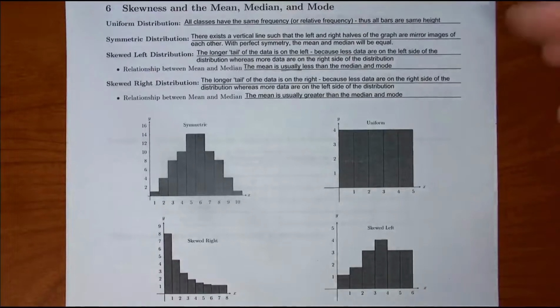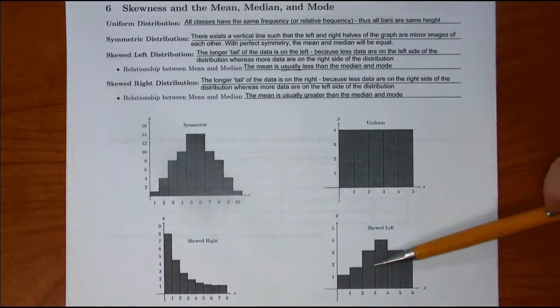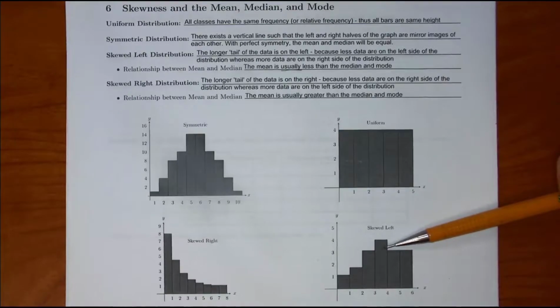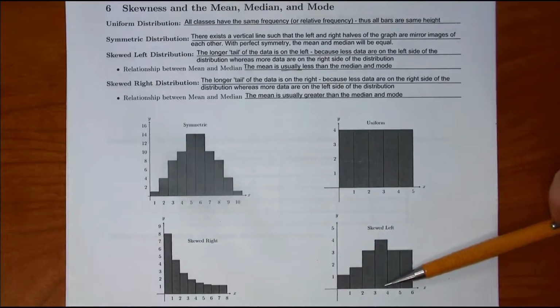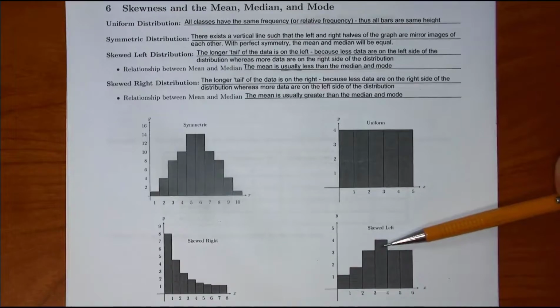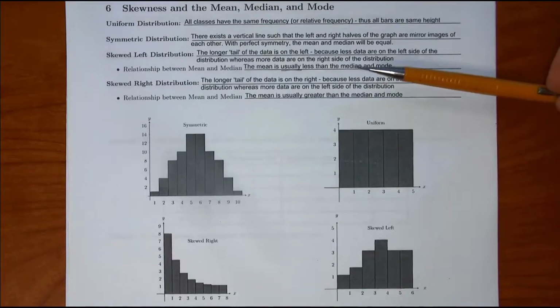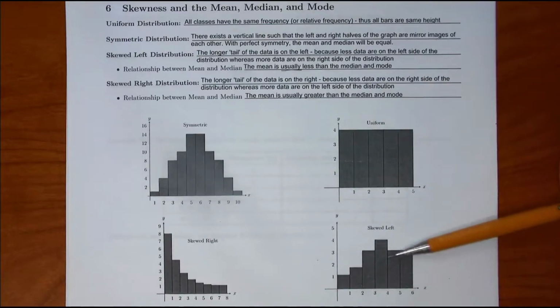So if you have a left-skewed distribution, the mean is going to be pulled over here somewhere to the left. By the way, the mode is always easy to pick out from a graph because the mode is represented by the tallest bar. So the mode here would be this observation with the tallest bar. Okay. So if you have a left-skewed distribution, the mean is usually smaller than the median and mode. So the mean would be over here somewhere, and the median and mode would be over here.